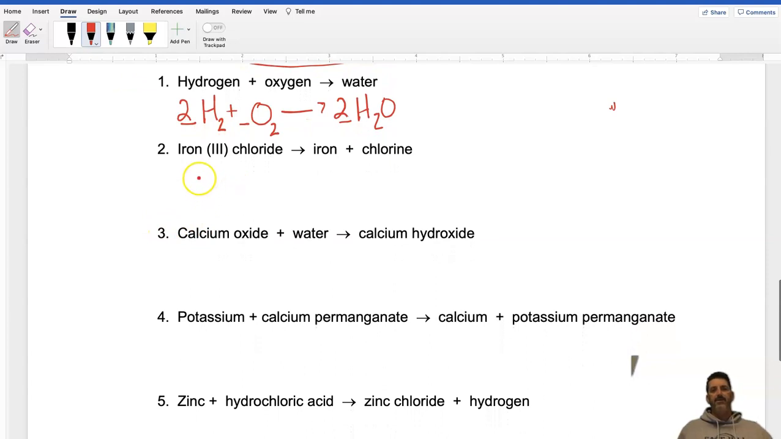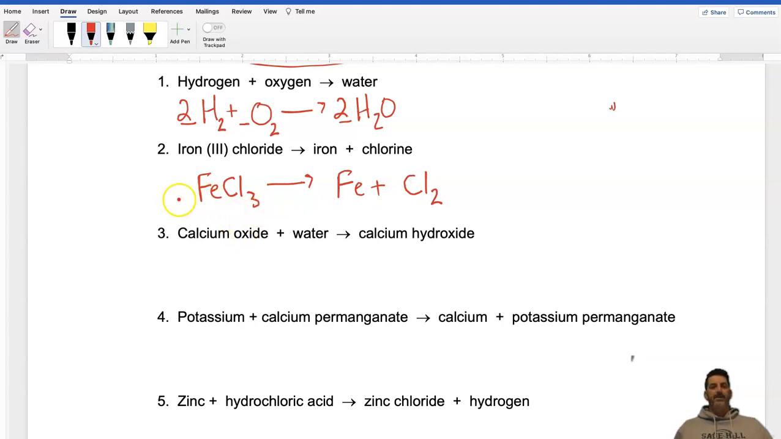Iron 3 chloride, so iron plus 3, chlorine minus 1, so FeCl3 produces iron plus chlorine. Okay, so this is FeCl3 because, again, plus 3 minus 1. Now if I go to the product side, iron is by itself. It's not part of Brinkelhoff, so I'm going to leave it alone. Chlorine is part of Brinkelhoff and it's by itself, so it gets a 2. It's diatomic. Now I'm going to balance it.